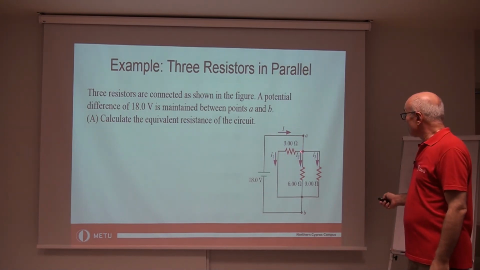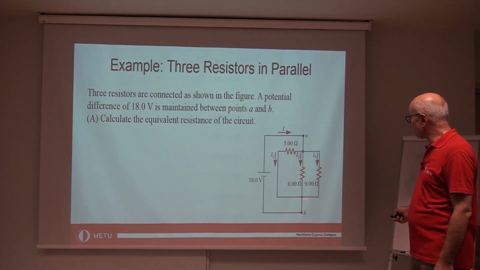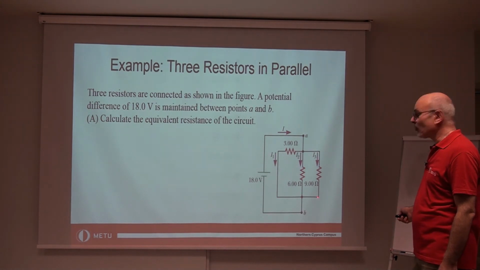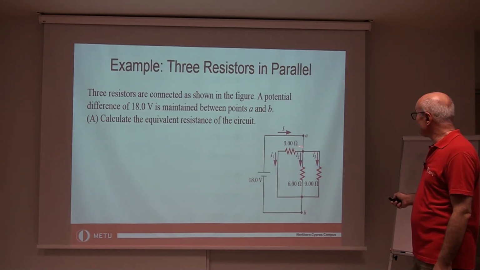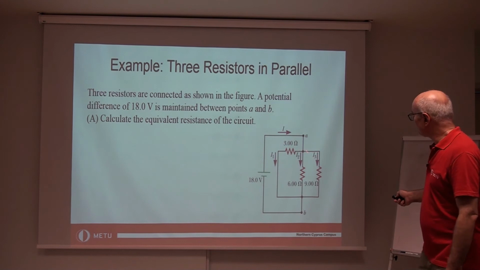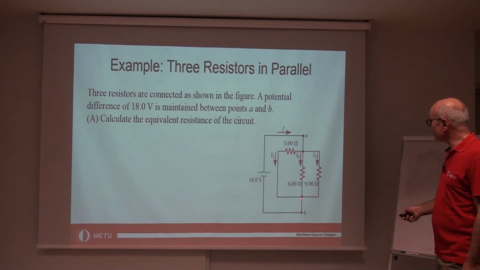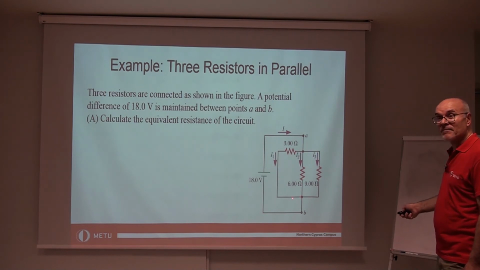So the potential difference between this point and this point, and this point, is 0. This point and this point and this point are at the same potential. This point and this point are at the same potential. Okay? So the potential differences between this point and this point, and this point and this point, are the same.